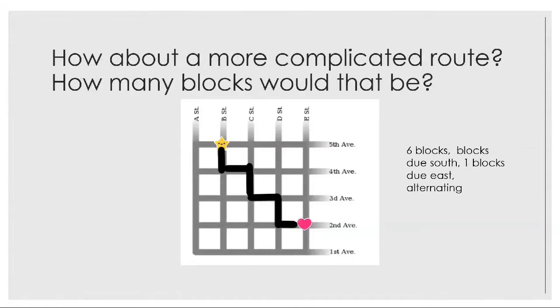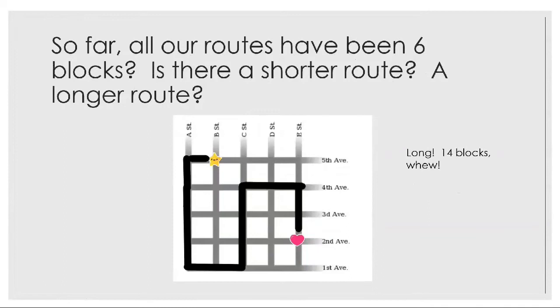How about a more complicated route? How many blocks would that be? So you could go south, east, south, east, south, east, and it's still 6 blocks. So far, all our routes have been 6 blocks. Is there a shorter route?